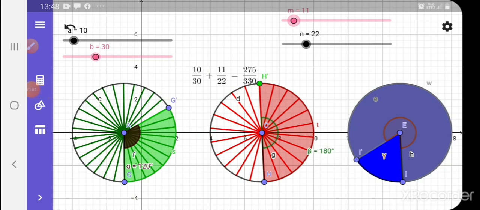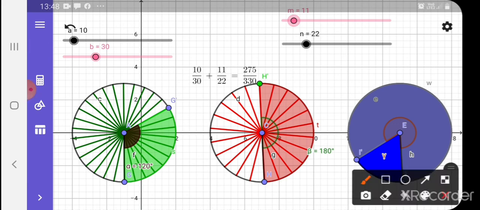So now you see I am taking two fractions here. The 10 by 30. 10 by 30 means this part. And another is here 11 by 22. 11 by 22 means half. So the final result is this plus this equal to, you see what happened. So you see here that will be half plus this much. This is your half, or 11 by 22, and this is your 10 by 30. So the total result is this much.